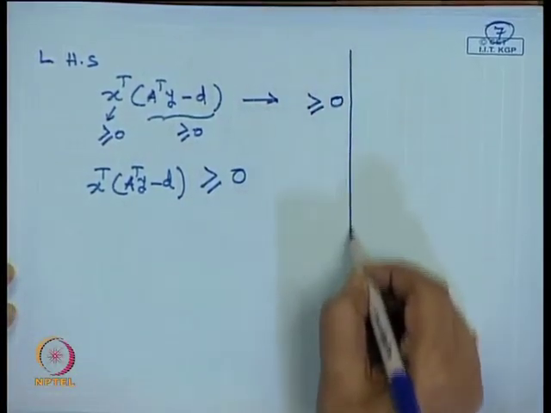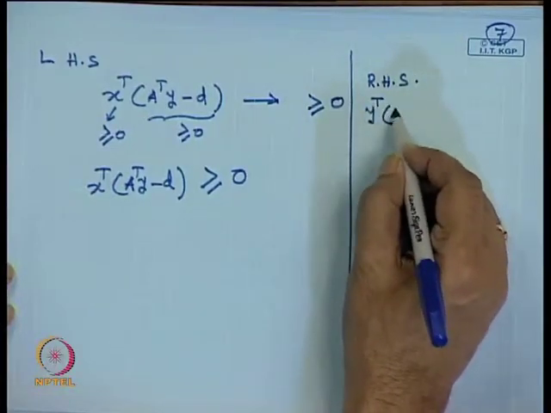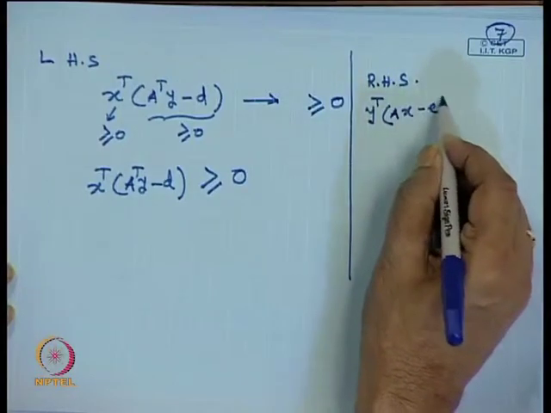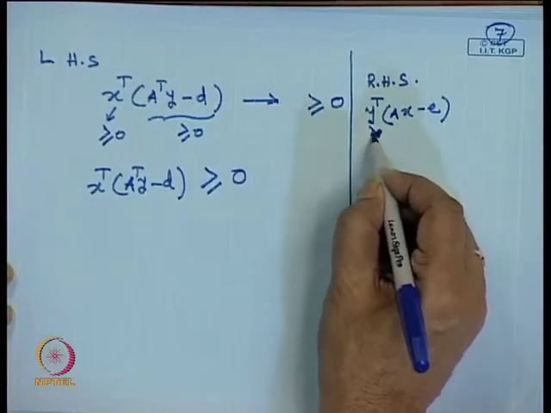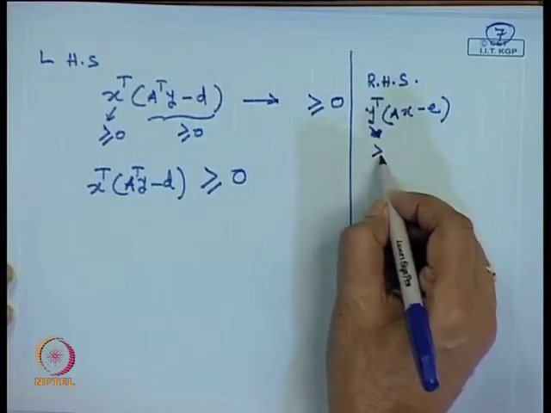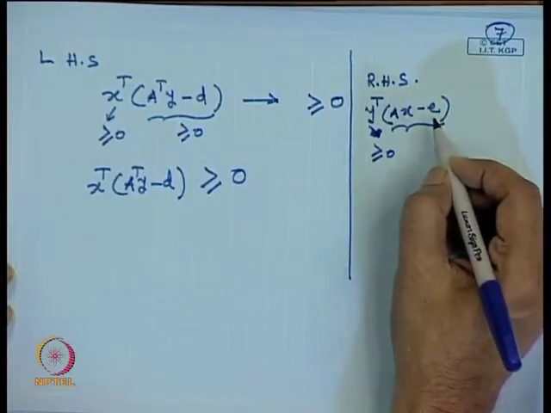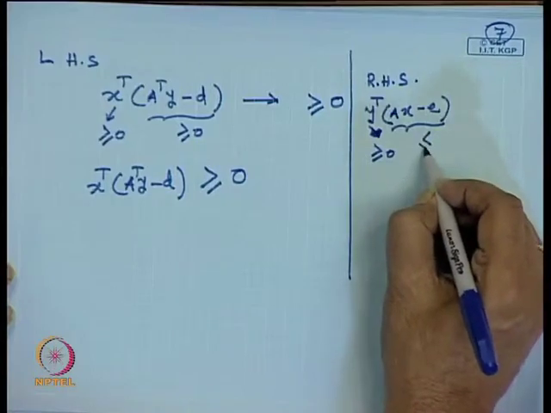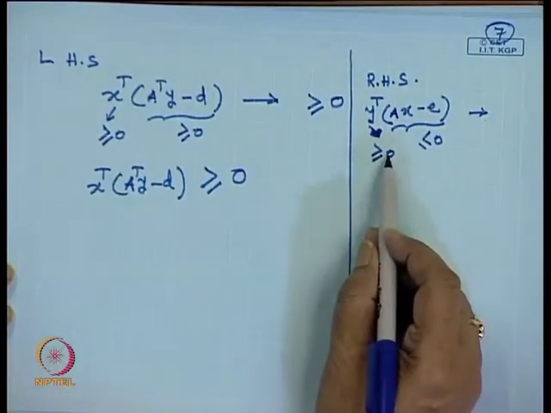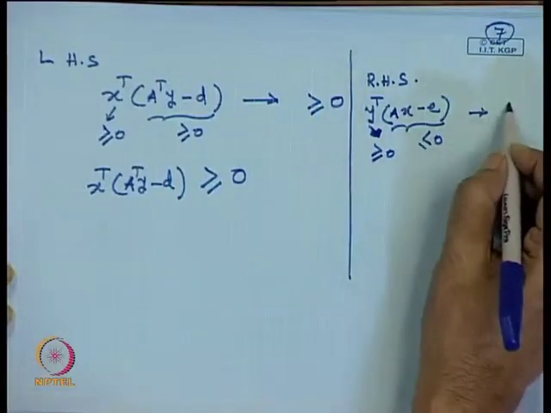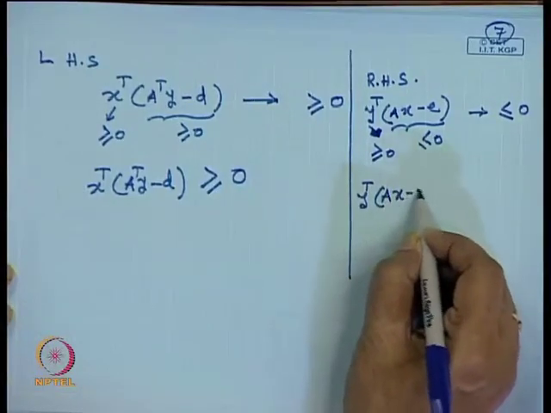Now see the right hand side: Y transpose (A X minus E). What is this? These are the dual problem variables, each element of this vector Y is greater than or equal to 0. And what about the constraint in the primal problem? A X minus E is always less than or equal to 0. So this implies that the result is less than or equal to 0, that is, Y transpose (A X minus E) is less than or equal to 0.